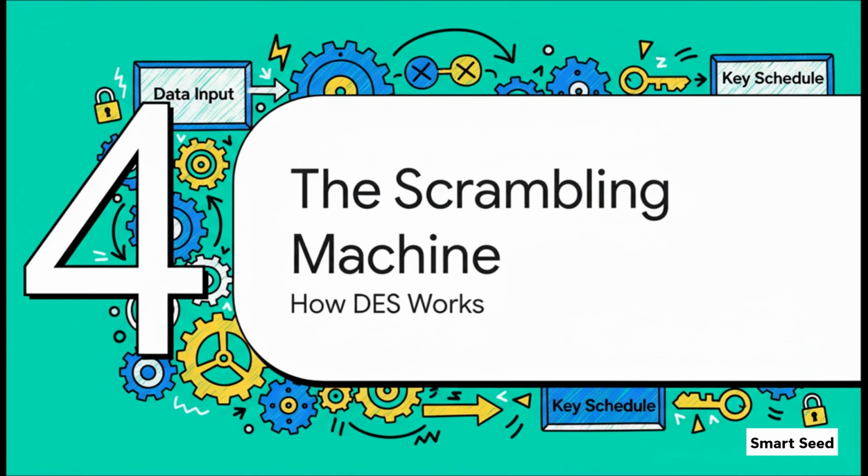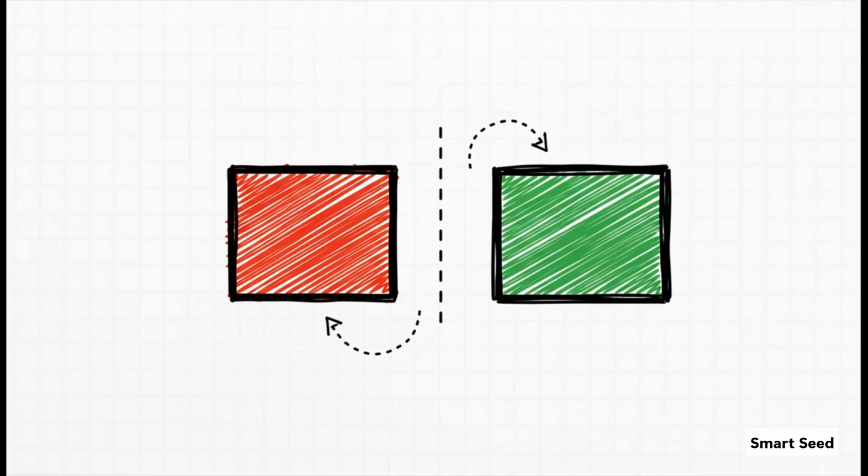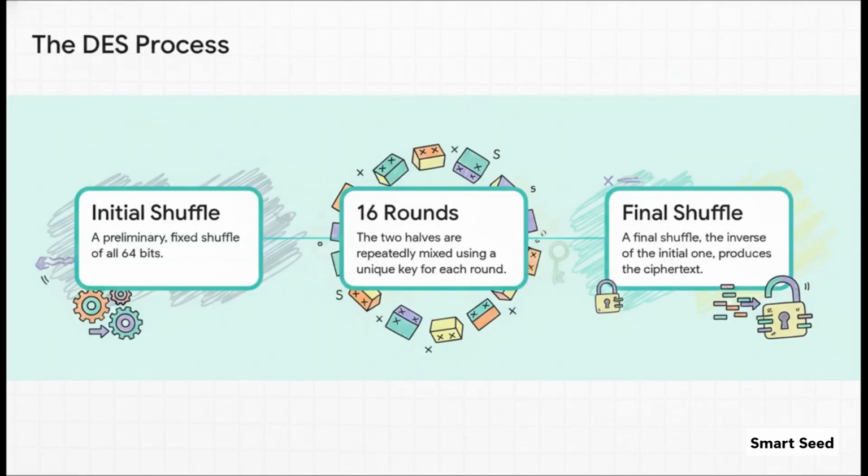Let's take a peek inside the DES scrambling machine. Well, it all kicks off with a really simple division. That 64-bit block of your message gets split right down the middle into two 32-bit halves. And that simple split is what sets the stage for this really interesting dance between the two sides. The whole process basically happens in three main stages.